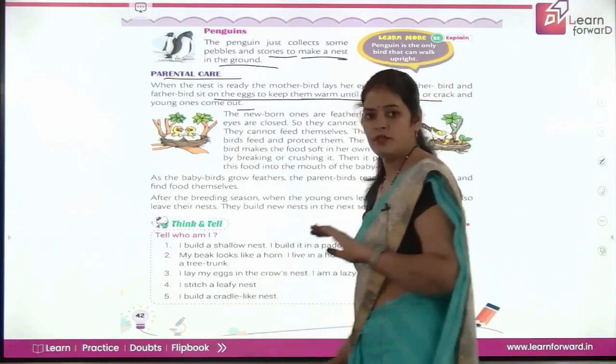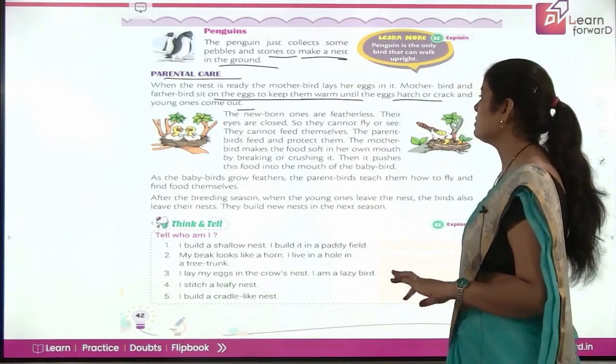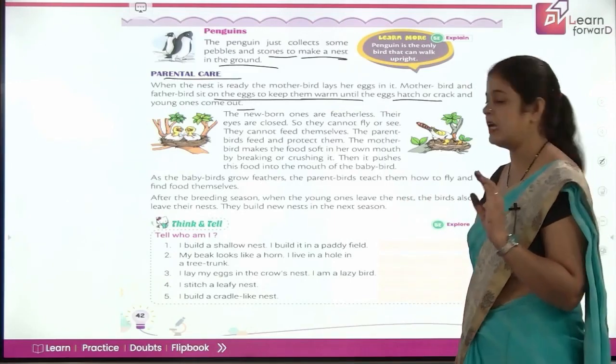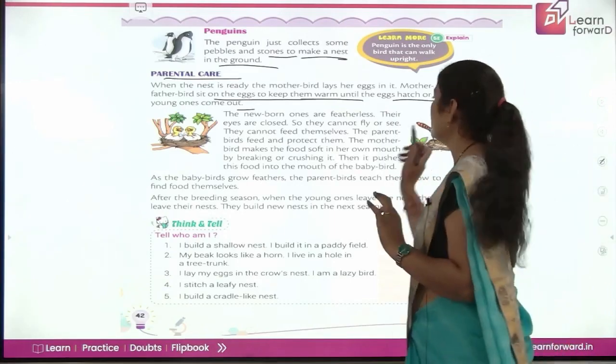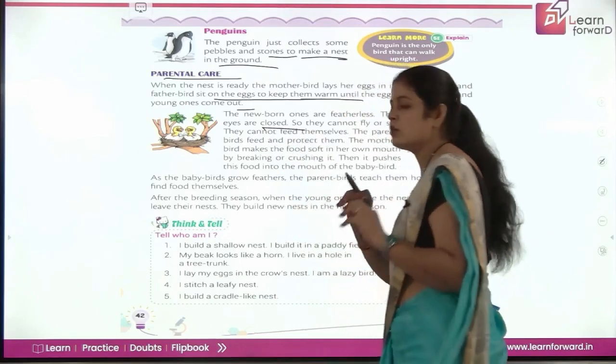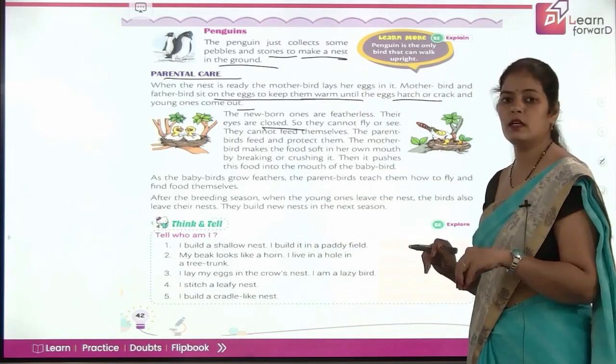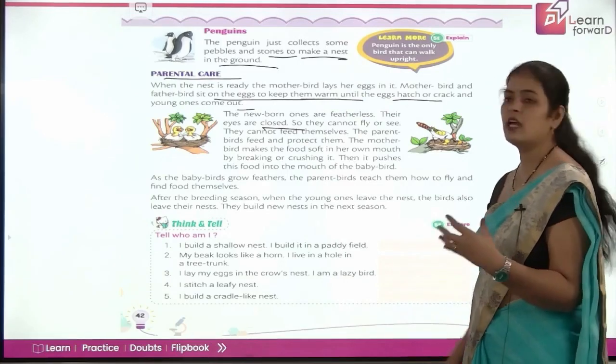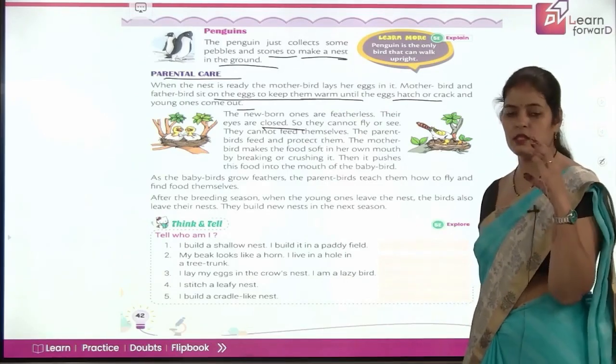So this is the last thing. Fine. The newborn ones are featherless, meaning they do not have feathers to fly. So they just sit there. Their eyes are closed. Because they are newly born chicks, they do not have open eyes. They do not see right now.